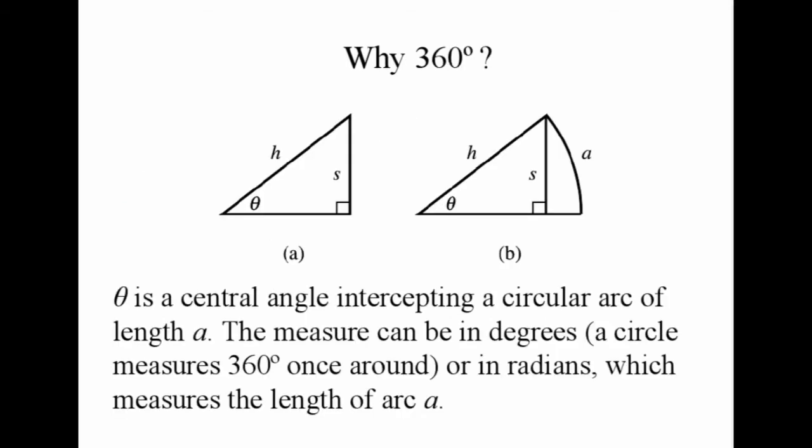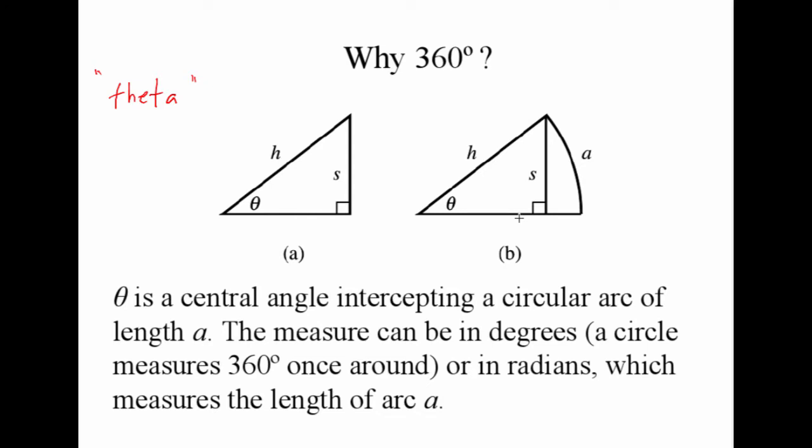So why 360 degrees? Well, here we have a right triangle, and the Greek letter theta is going to be our variable, our angle variable. So you're going to see theta a lot. And here we have a hypotenuse in the side of a right triangle. Theta is a central angle intercepting a circular arc of length A.